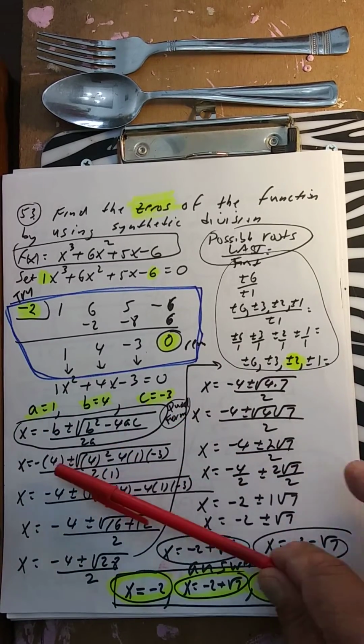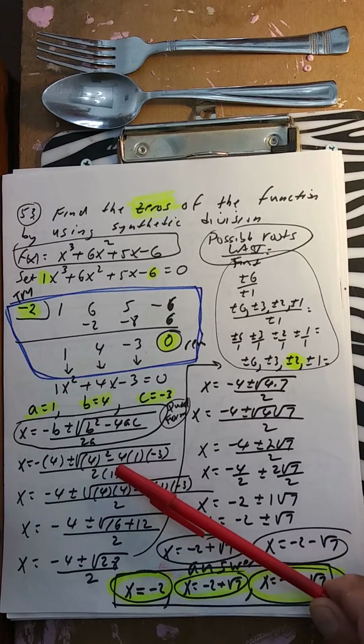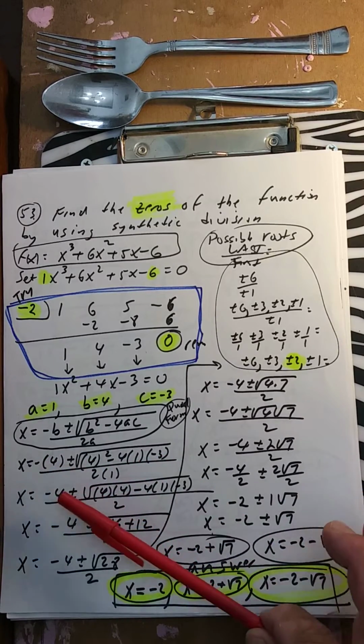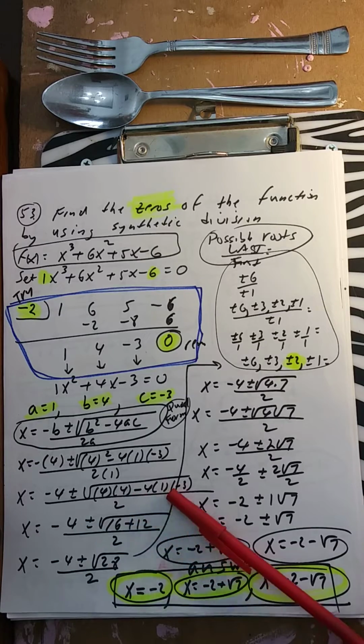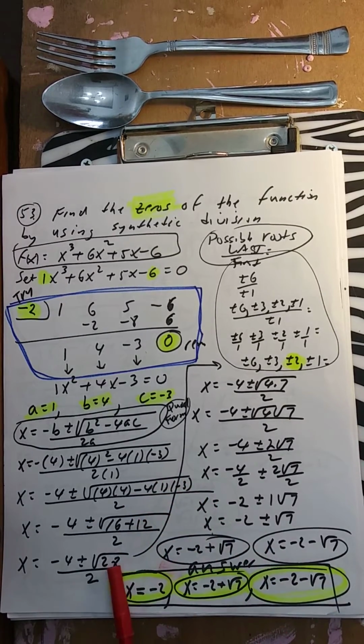So A, B, C in there. Put the 4, the 1, and the -3. Negative of 4 is -4. 4 times 4 is 16. And that's going to give you a 12. Negative, positive, negative. Yep. So that's 28.